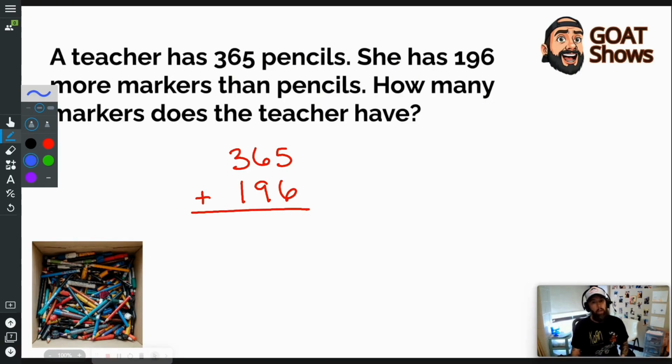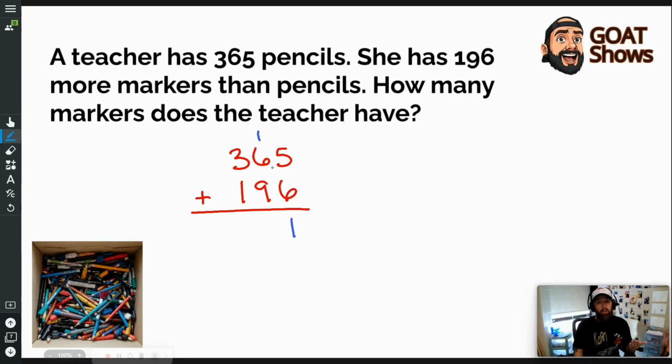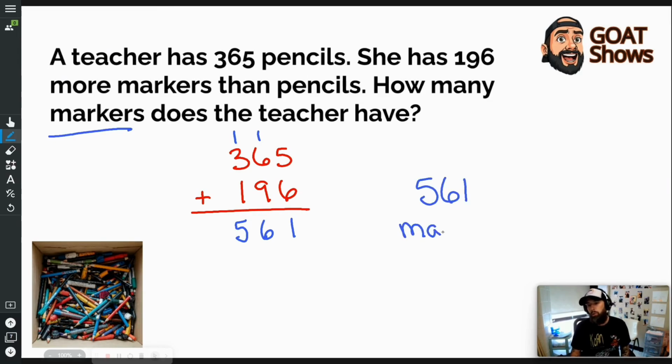So go all the way to the right. 5 plus 6 is 11. Write out your 1 here, carry over the 1. 1 plus 6 is 7. 7 plus 9 is 16. So you write out your 6, carry the 1. 1 plus 3 is 4. 4 plus 1 is 5. So you get 561. This is a word problem, and we are trying to find how many markers the teacher has. So that's 561 markers.